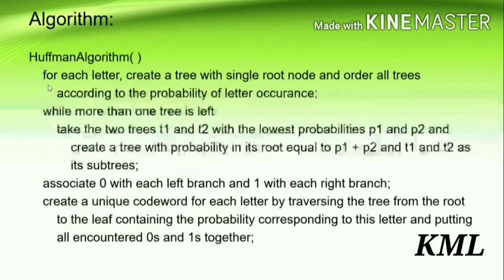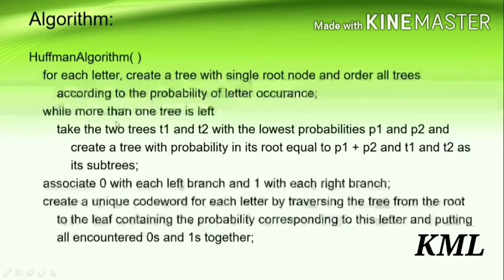For each letter, create a tree with a single root node and order all trees according to the probability of letter occurrence. So first, for each letter create a tree and order them in ascending order. The minimum one comes first, then the next highest, and so on. So this is the first step.